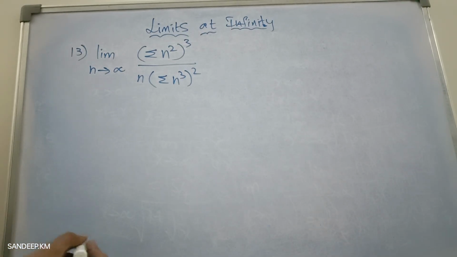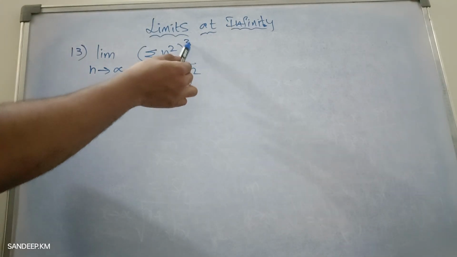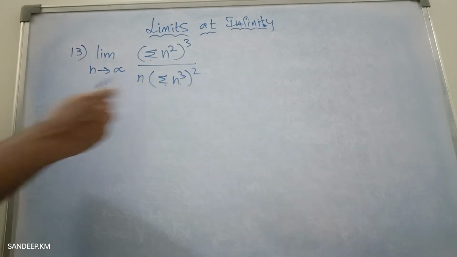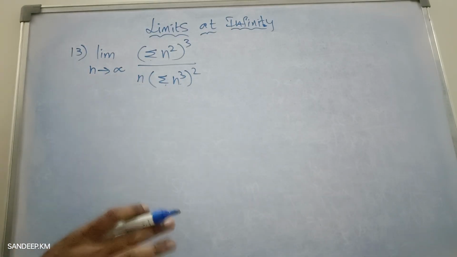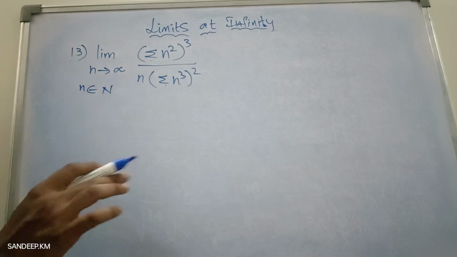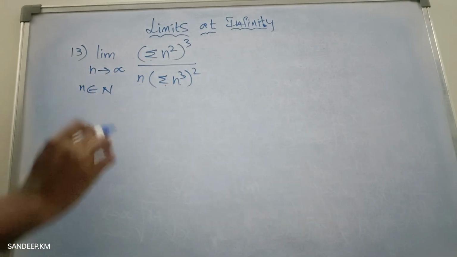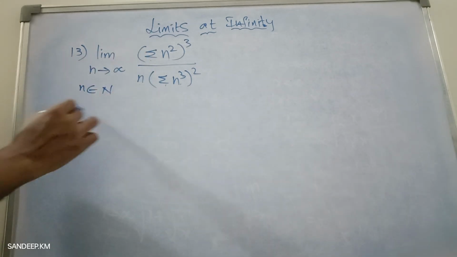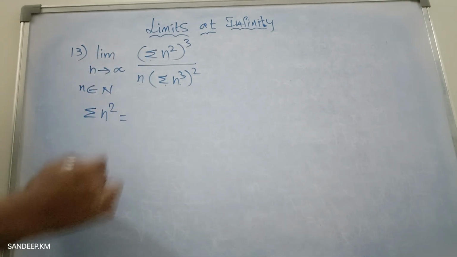Here is our next question. Limit n approaches infinity, sigma n square whole cube divided by n into sigma n cube whole square, where obviously n is an integer. Okay, sorry, n is a natural number where n belongs to capital N. Okay, n is approaching infinity and n is a natural number. So you should have known what is the meaning of sigma n square. Dear students, do you know what is the meaning of sigma n square?